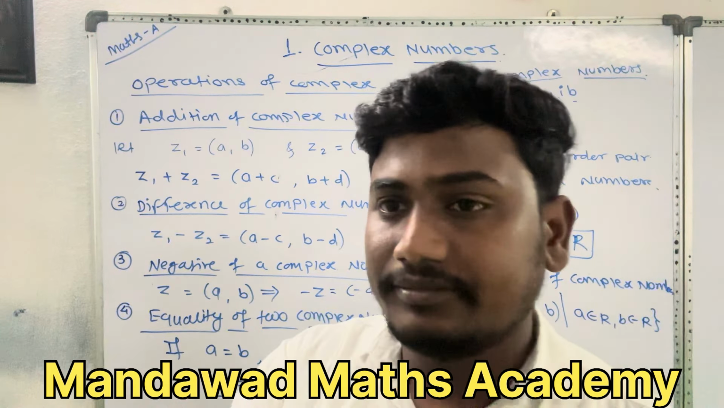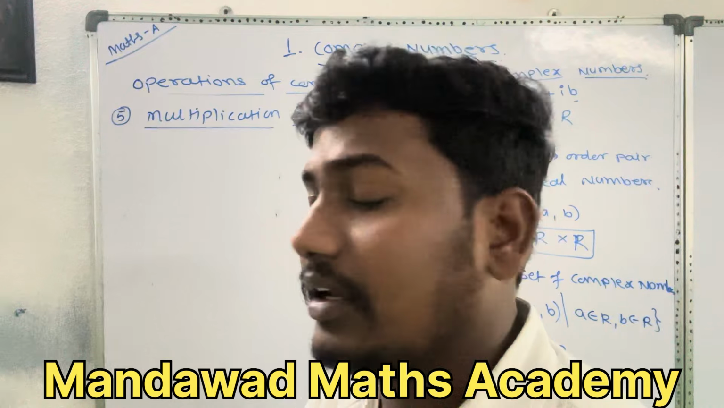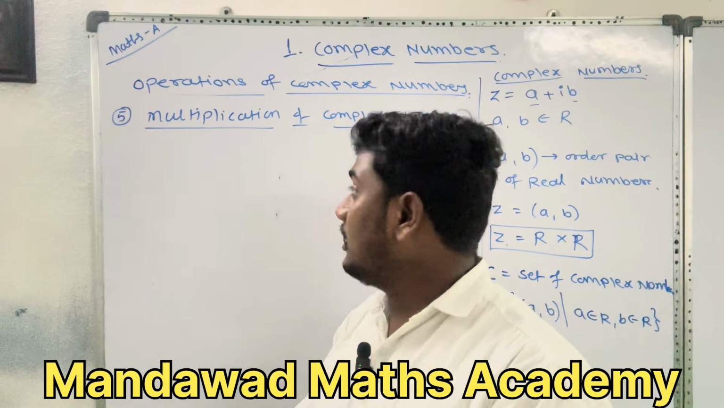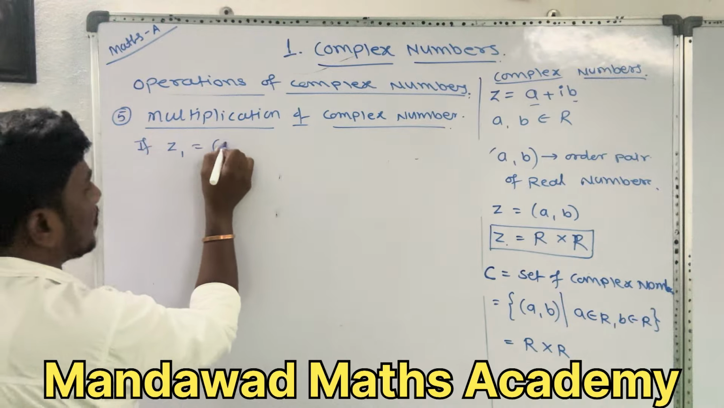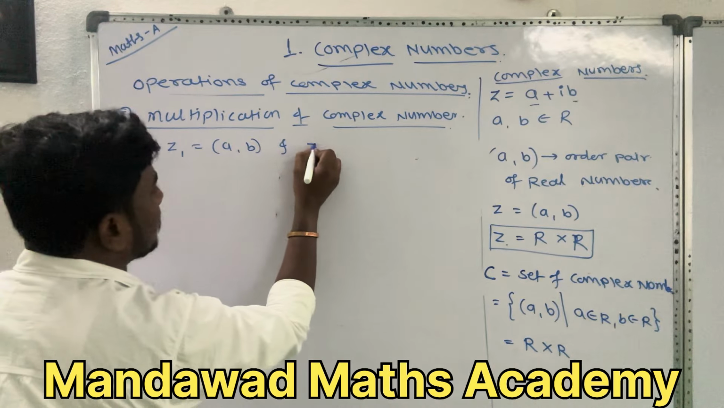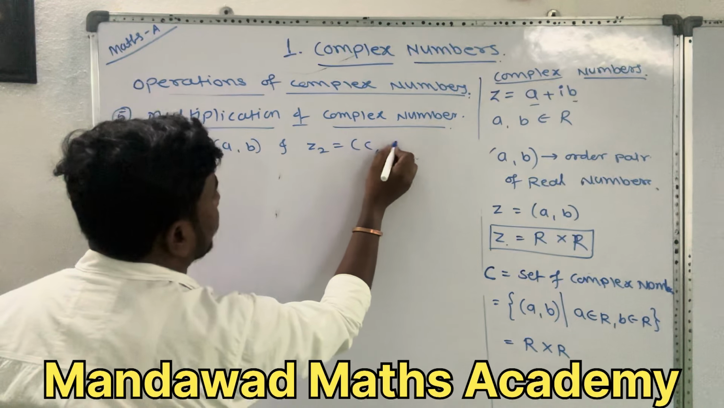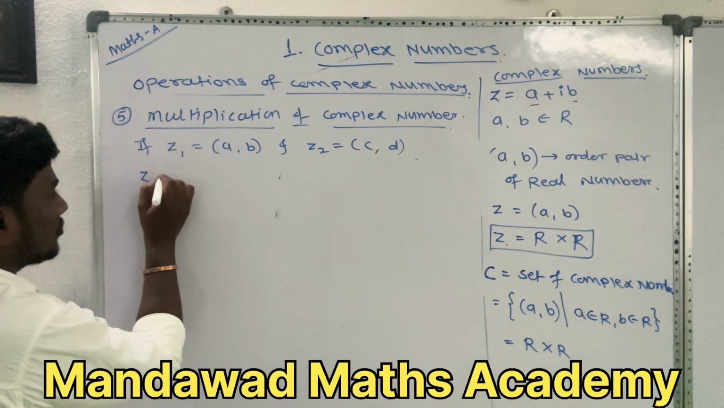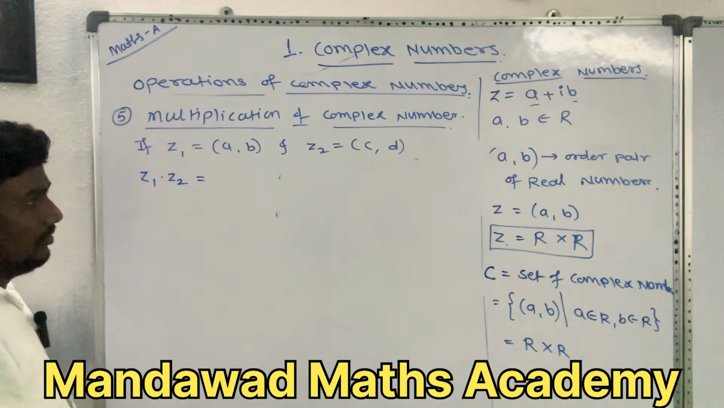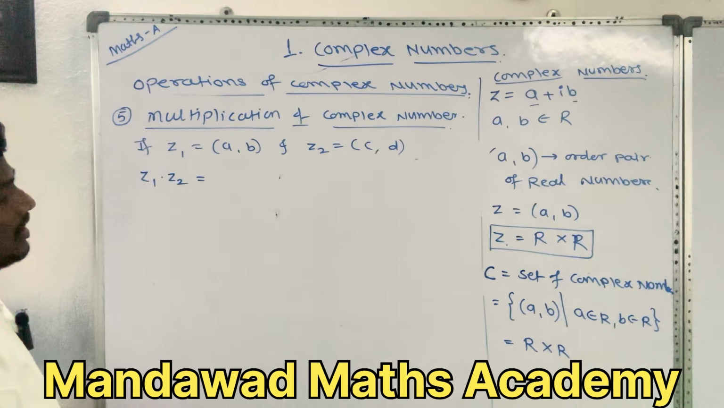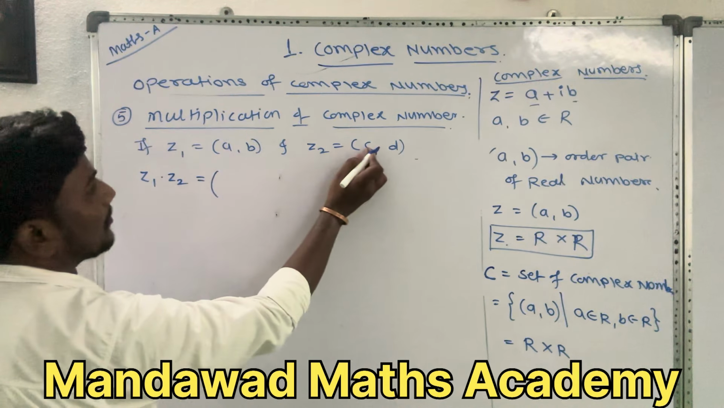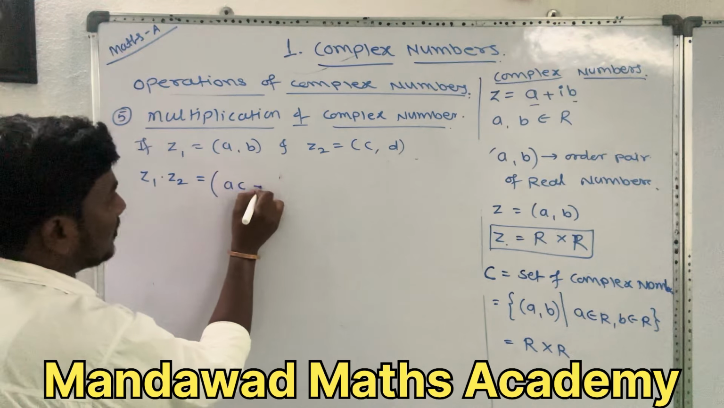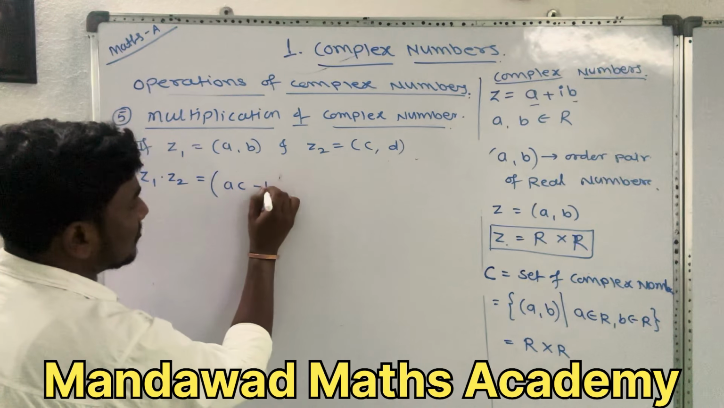Next, multiplication of complex numbers. Let us consider Z1 equal to (a, b) and Z2 equal to (c, d). Then Z1 into Z2 is equal to, so here we take the real part ac minus the imaginary part bd.